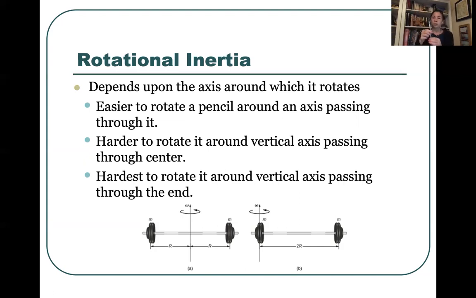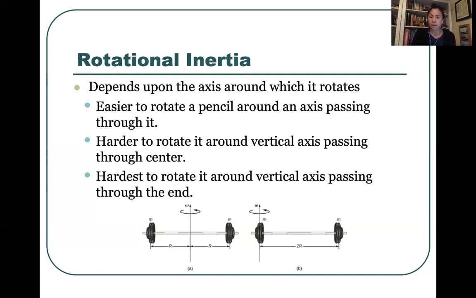It's going to be harder to rotate it around an axis that is passing through the center, so something like this. And it's going to be even harder to rotate it around an axis passing through one of the ends, like this. And that's because now I've increased the distance from the axis of rotation even more.